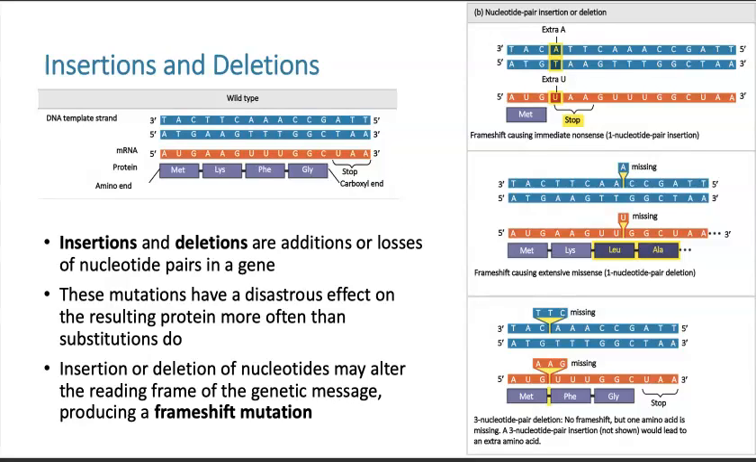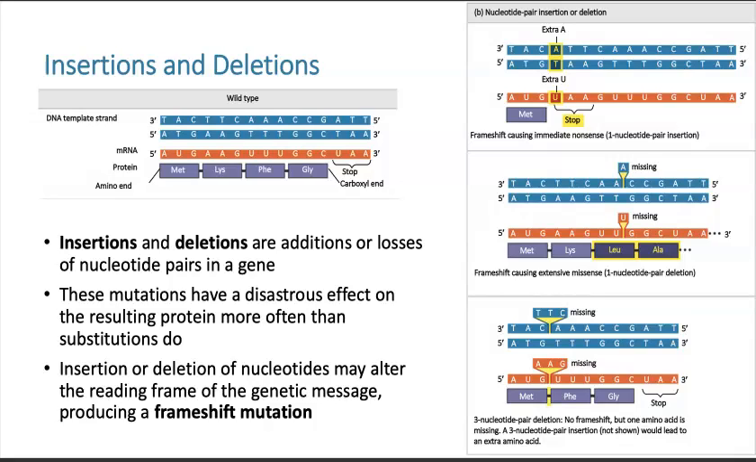Now, insertions and deletions, which I just went over with you, are the addition or loss of a nucleotide pair. And these mutations often have disastrous effects on the protein. Often way worse than substitutions. Remember, with a substitution, unless it's a stop codon, you can have silent mutations. You can have missense mutations, but then it might not be so bad. Or on the other hand, it could end up in something like sickle cell disease.